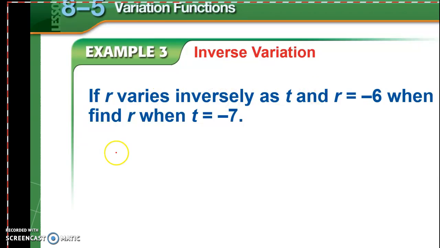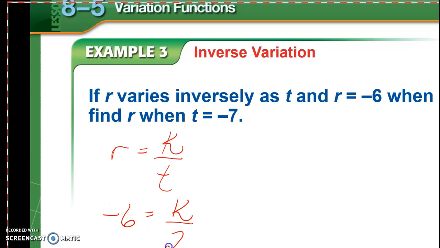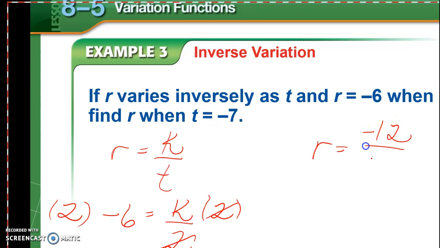So r varies inversely as t, so r equals k over t. When r was -6, t was 2, so we'll find that constant by solving for k, that constant of variation. So k equals -12, so we know in this situation we have -12 over whatever t is. And they want to know what r is if t is -7. So r equals 12 over 7, or you can find your decimal.